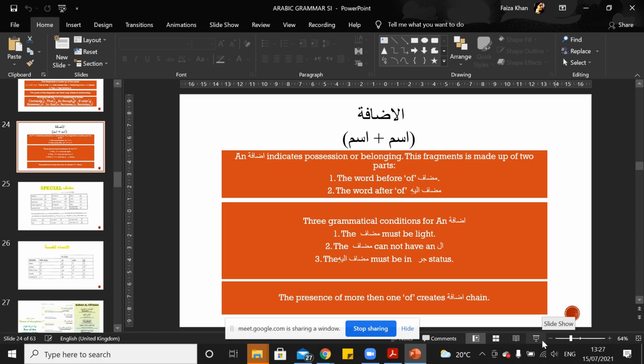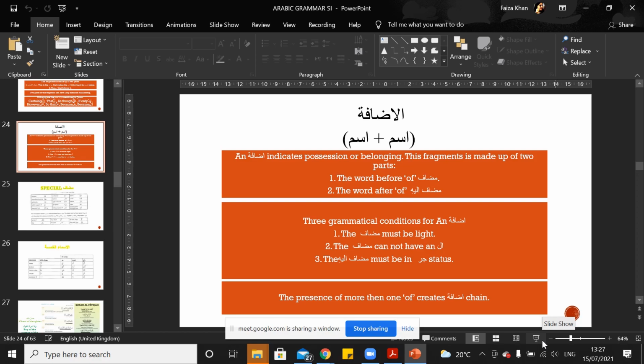So mudaf must be light. When you see mudaf, you will not see tanween and you will not see the noon sound, right? Una, ina sound, ani sound. So you will not see the noon sound and you will not see tanween on mudaf. If it has tanween, if it is a heavy ism, a full ism, then it cannot be mudaf. It may be followed by jar, but it cannot be mudaf.